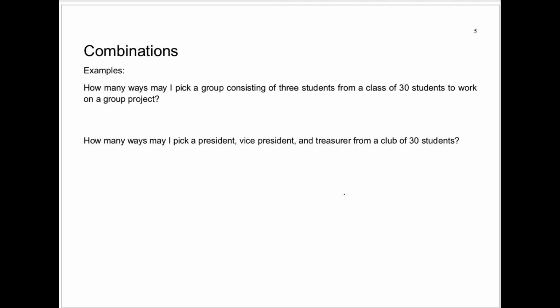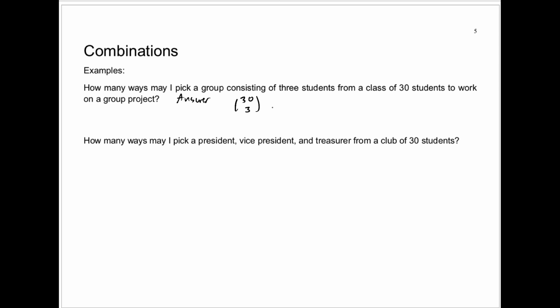Two quick examples. How many ways can I pick a group consisting of 3 students from a class of 30 students to work on a group project? So I've got a class of 30 students. I just need 3 students to work together. Well, I need to pick a combination of length 3. What matters is which students there are, and it has to be a combination with no repetitions. I'm not going to say I need 3 students, so Bill, I'm going to take 2 of you and 1 of Alice. No, you can't do that. You have to pick 3 distinct students from the 30 students. So the answer I'll write down as 30 choose 3.